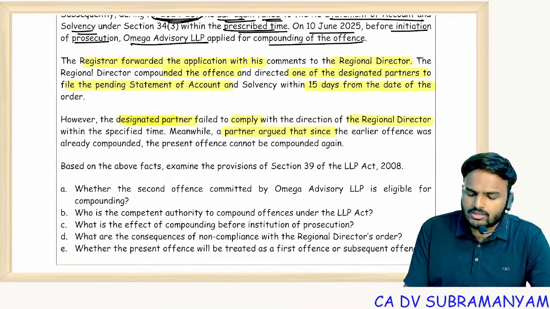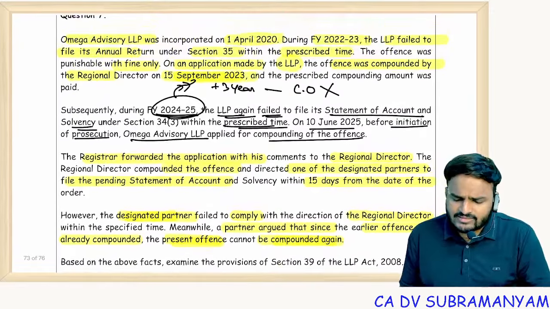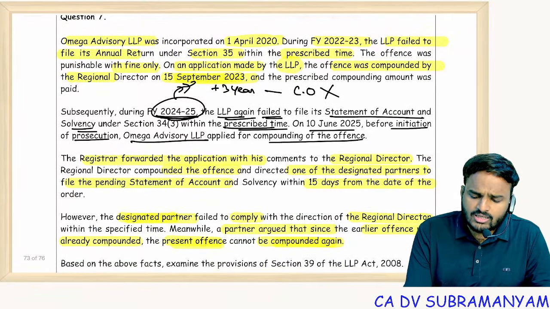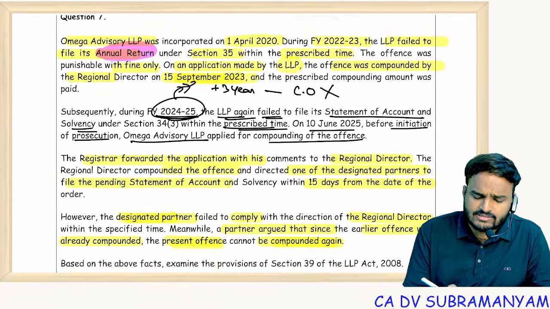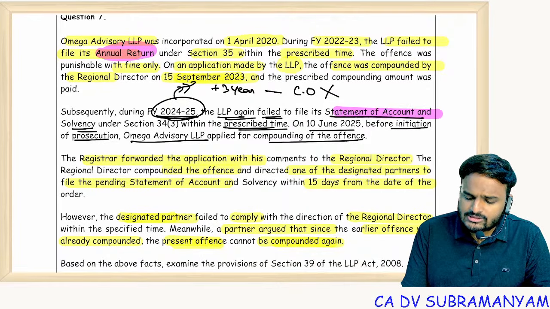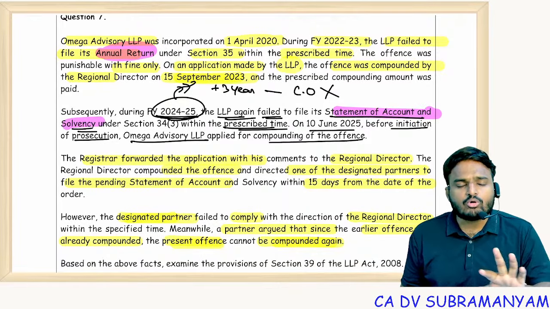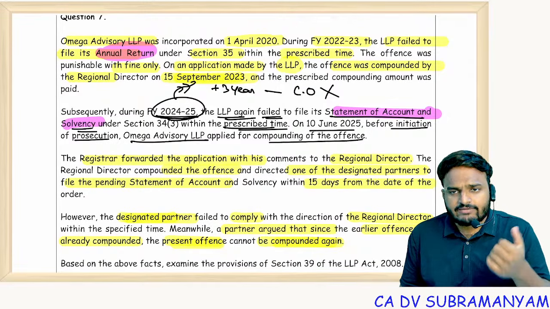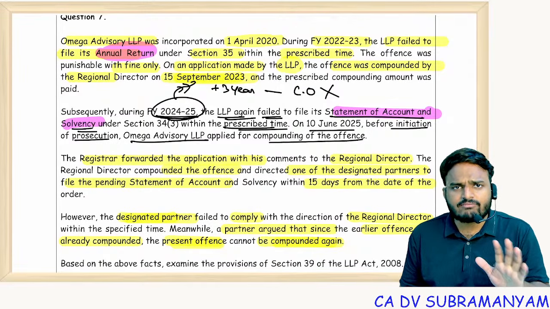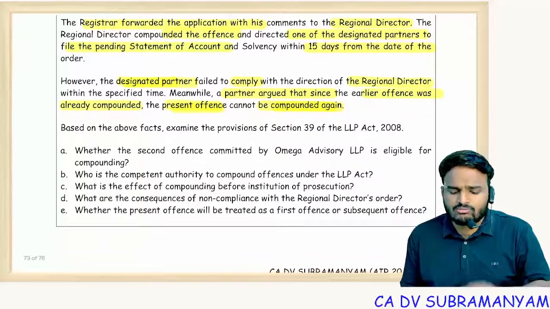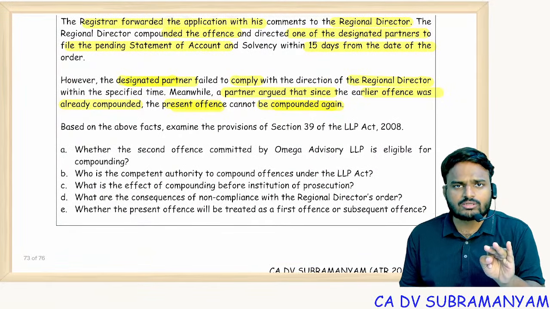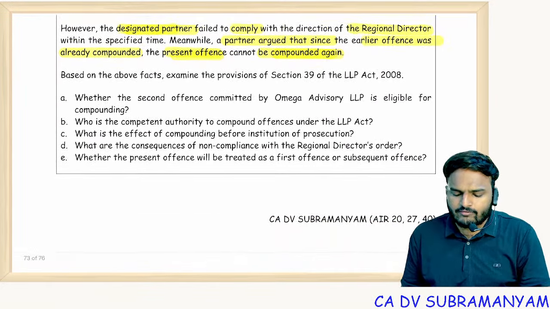Meanwhile, partner argued that since earlier offence was already compounded, present offence cannot be compounded again. But earlier offence, is it the same offence? No. Previously it is annual return offence. Now it is offence related to statement of account and solvency. Both are different offences. Different offences, compounding benefit is available. Same offences, you have to check whether 3 years over or not. Within 3 years means no benefit of compounding.